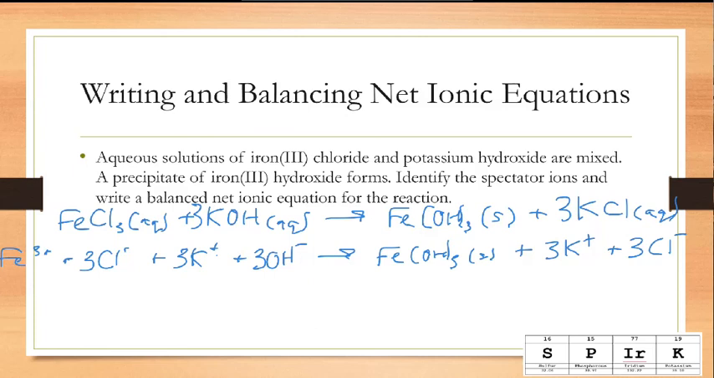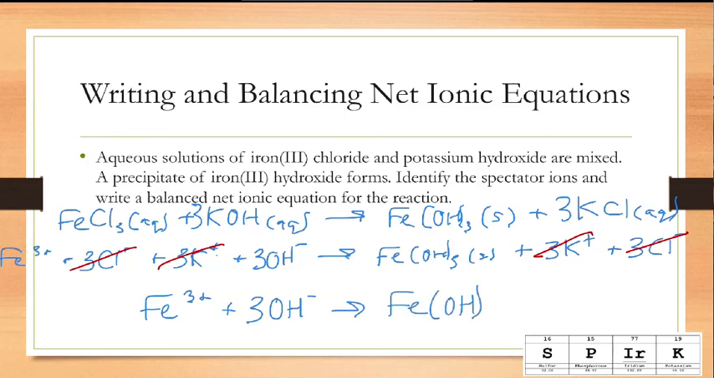And so now our next step is to determine our spectator ions. So what do we see repeated on both sides? We see we have 3K plus and 3Cl minus on each side. And those are going to be our spectator ions. So we're going to cross those guys out. And now we can write our net ionic equation. We have Fe3 plus 3 OH minus yields FeOH. And that is our net ionic equation, because the iron 3 and the hydroxide ions are what participate in the chemical change.